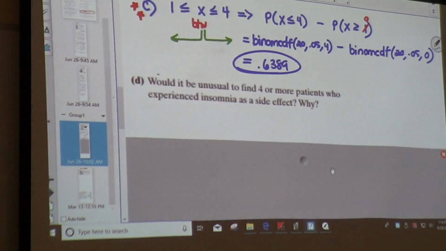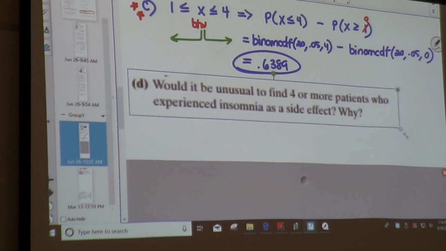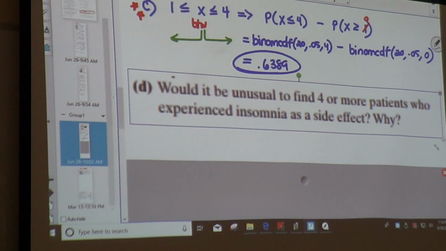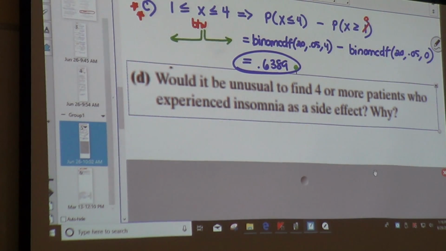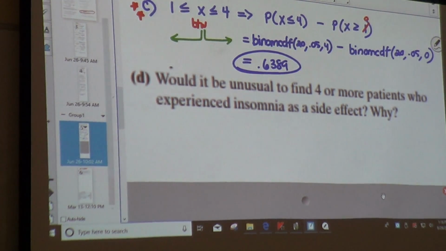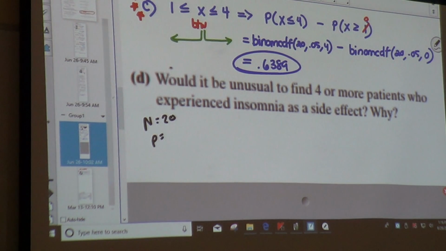All right. One more of this one. Would it be unusual to find 4 or more patients? So we still have our N equal 20. We still have our P equal 0.05. Would it be unusual to find 4 or more patients?